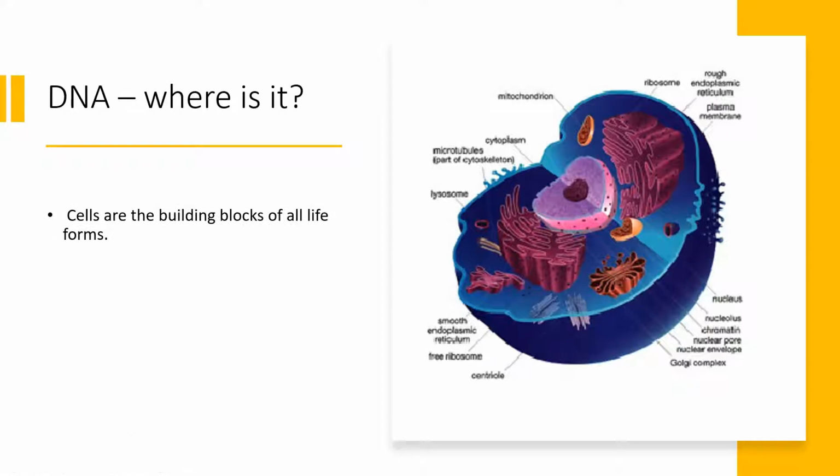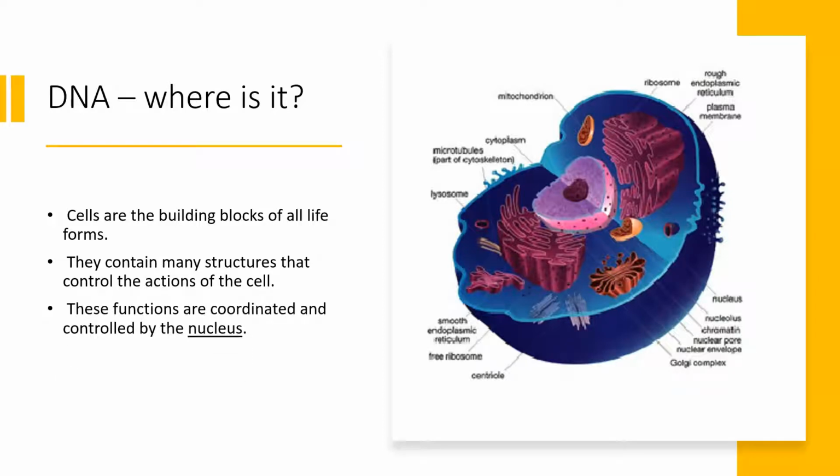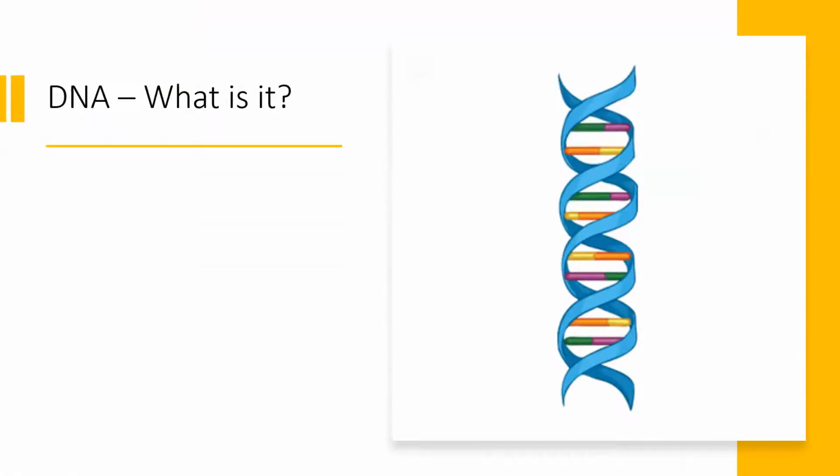Okay, well, cells are the building blocks of all life forms, and you've got a 3D diagram of a cell there, which you've probably seen before. Now, they contain many structures that carry out the actions of the cell. These functions are all coordinated and controlled by the nucleus, and it is in the nucleus of our cells where the DNA is found. Okay, so it's found in the nucleus of cells, but what on earth is DNA?